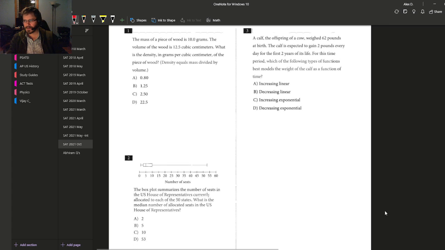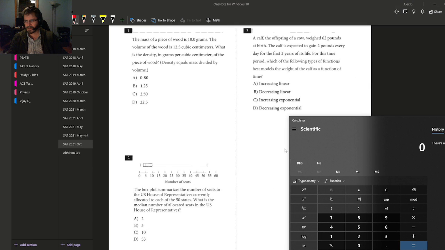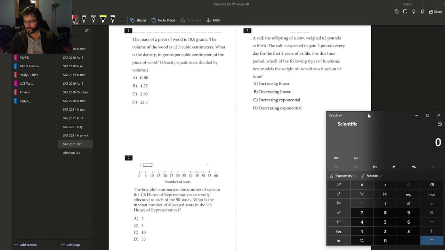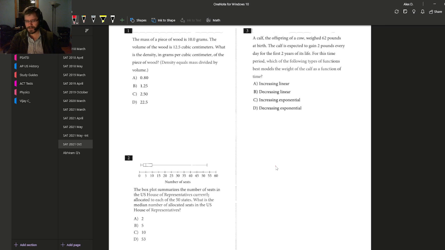Without much further ado, let's go ahead and move on to the calculator part. Boot up the calculator. Pulled one up on the other screen. I'll pull it over here so you can see if I ever use it. Just a basic function calculator.